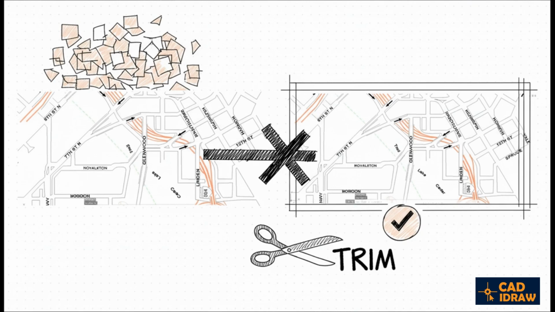In modern versions of AutoCAD, you can just use the regular old trim command directly on your hatches. I mean, just look at the difference here. On the left, it's a mess. On the right, one simple trim and it's perfect. The big takeaway here is stop redrawing your hatches, just trim them.